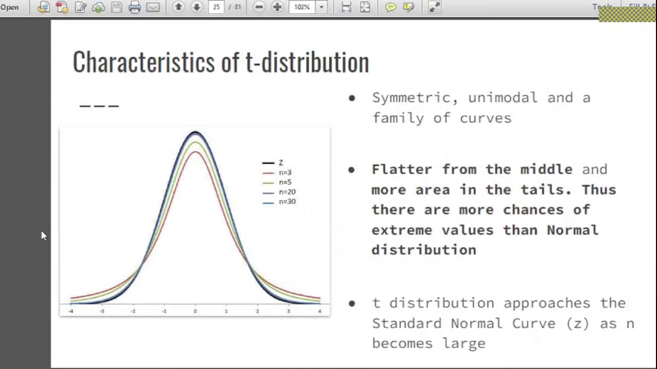Okay, now, characteristics of the t-distribution: symmetric, unimodal, and a family of curves. All of you would agree, and we have discussed this also, right? Flatter in the middle and more area in the tails. Thus there are more chances of extreme values than in the normal distribution, which I just discussed. The t-distribution approaches the standard normal curve as n becomes large. Characteristics are clear.